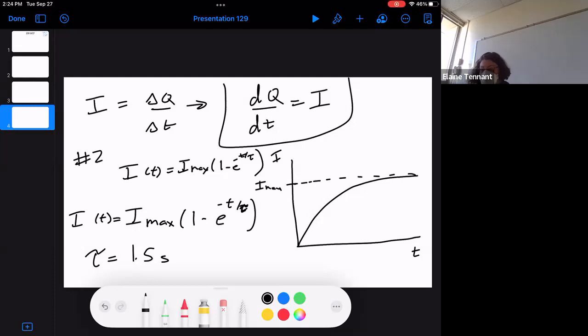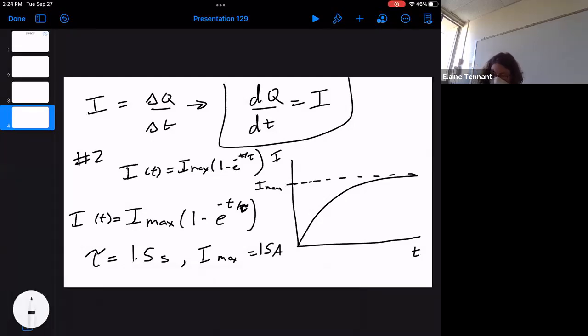Sound okay? They're also going to give us Imax, just to give us a number. And what we're going to find out is the time in seconds. So we want the time in seconds. By the way, that's how I want to see the unknown: what do we want to find out? We want to find our time, and I want the units in seconds, where the current will equal 75% of the maximum current.